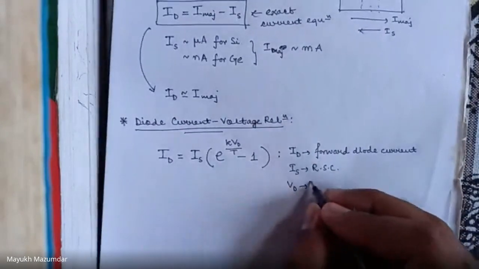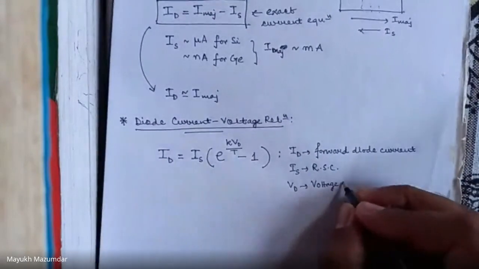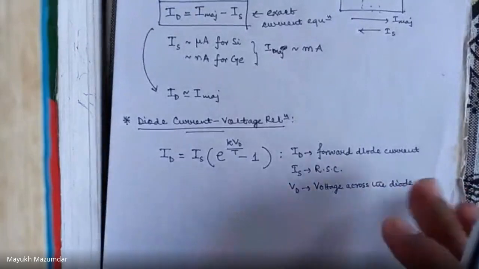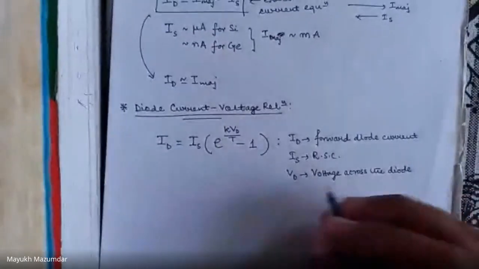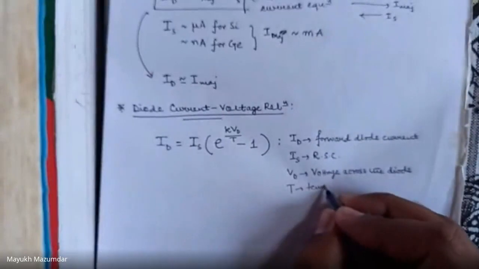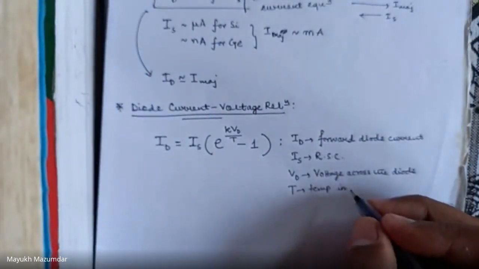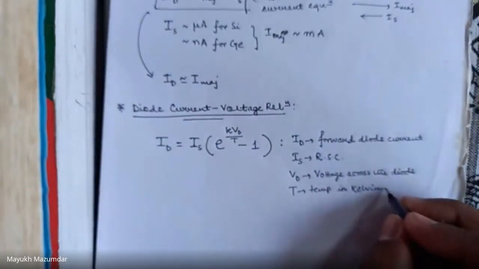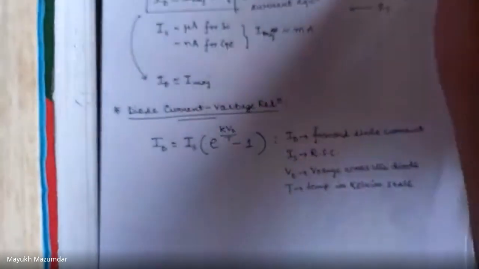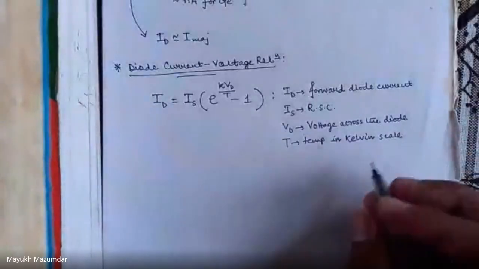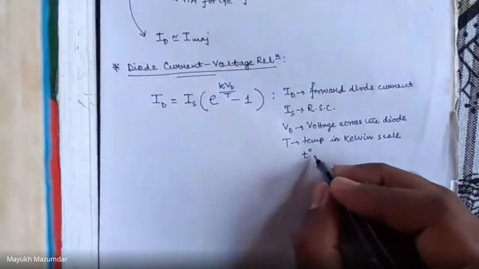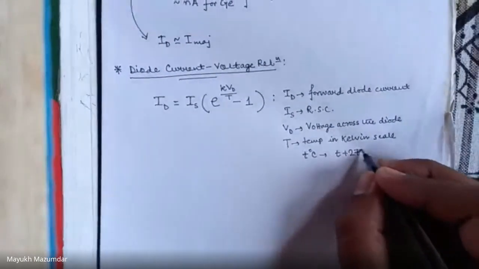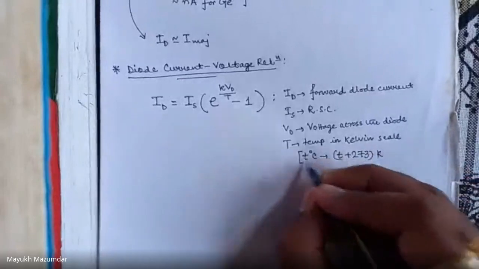Vd is the voltage across the diode. Obviously, we are talking about the forward bias. T is the temperature in Kelvin. I need not give any description to this, still, if you have T degree Celsius, then it is this much in the Kelvin scale.